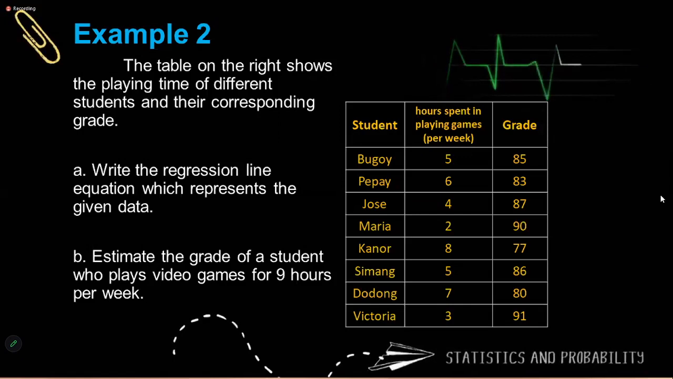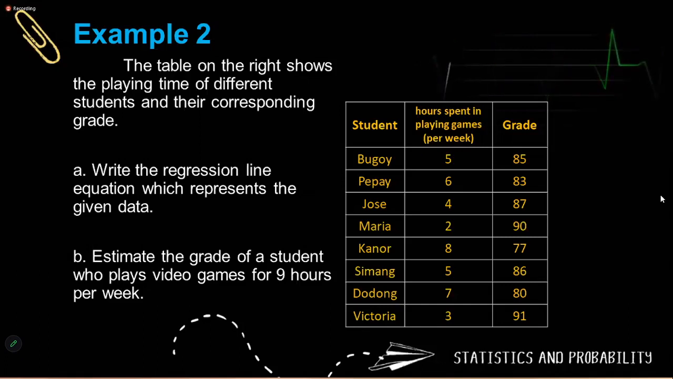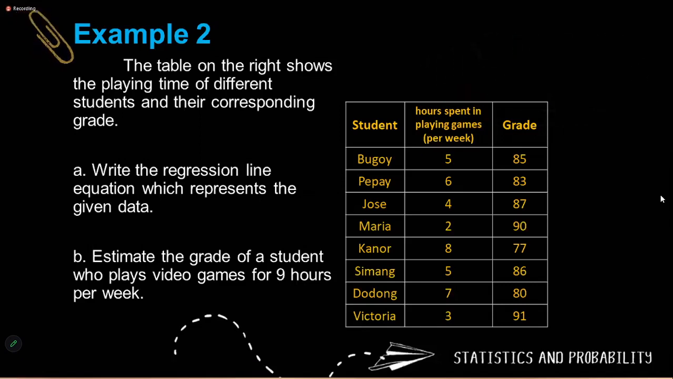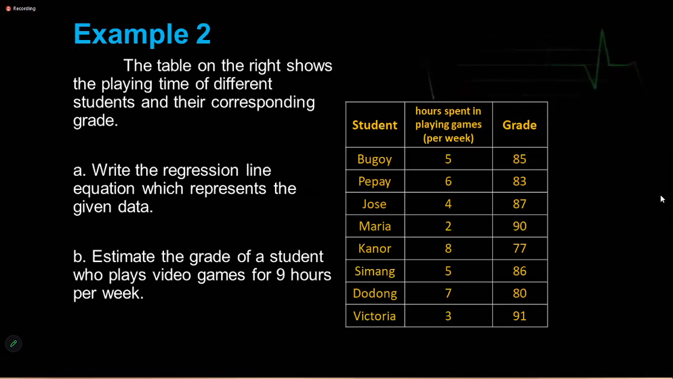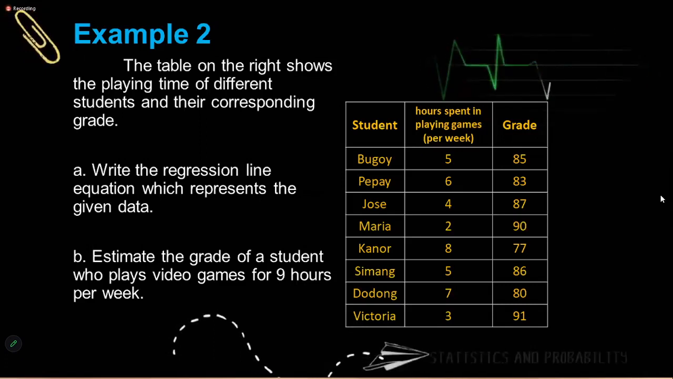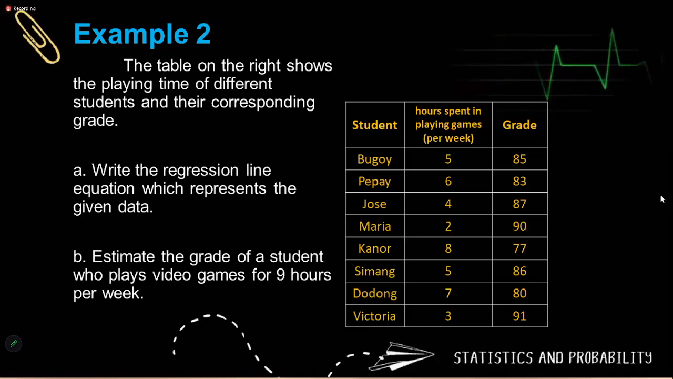Let's have this one. The table on the right shows the playing time of different students and their corresponding grade. So write the regression line equation which represents the given data. And then i-estimate natin yung grade ng student kung 9 hours siya per week naglalaro ng games. Ano napansin nyo sa hours spent dun sa may grade nila? What do you notice? Anong klaseng relationship yung napapansin ninyo? Although hindi pa natin kinocompute yung R.